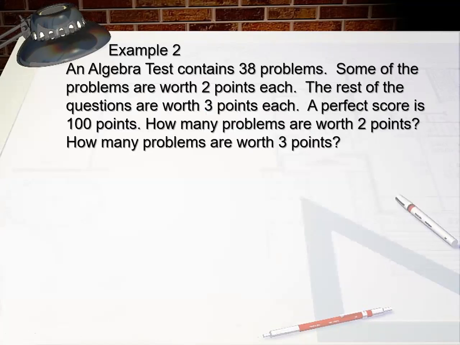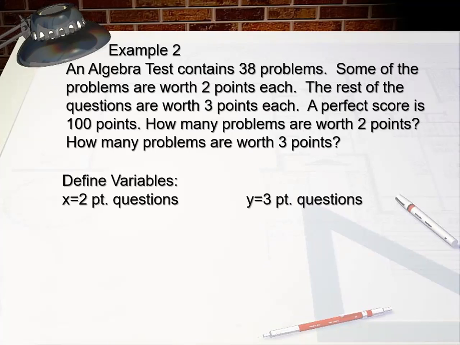Example 2. An algebra test contains 38 problems. Some of the problems are 2 points, the rest are 3 points. A perfect score is 100. How many problems are worth 2 points and how many problems are worth 3 points? So just like before, we're going to pick some variables. This time I'm just going to stick with X and Y. X meaning the 2-point questions and Y the 3-point questions.